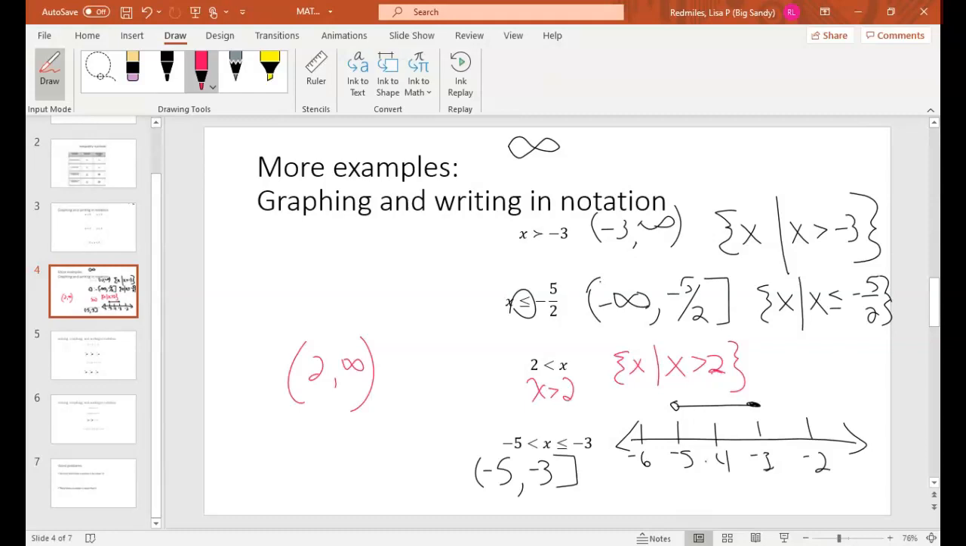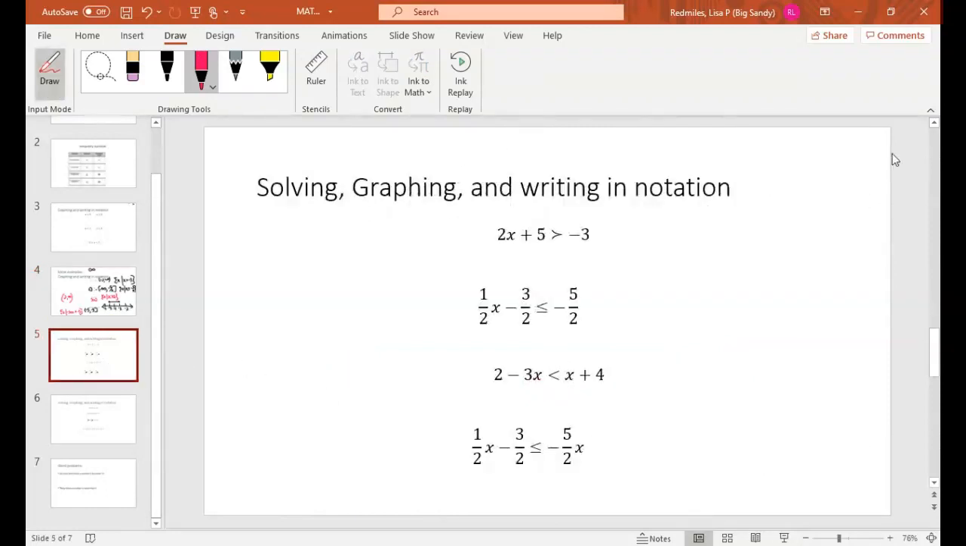This last one, the set builder notation is the set of all x's such that, and then we just write that whole thing, -5 less than x less than or equal to -3. And again, it's not picking up my brackets very well either.